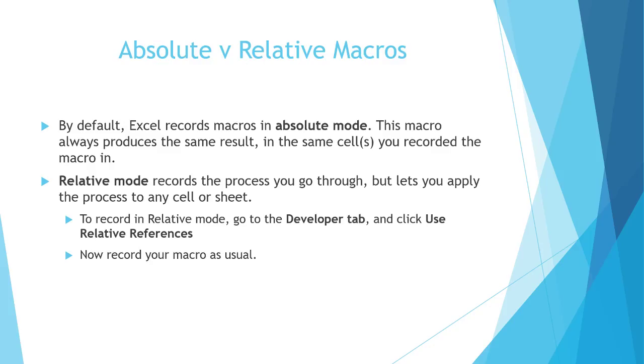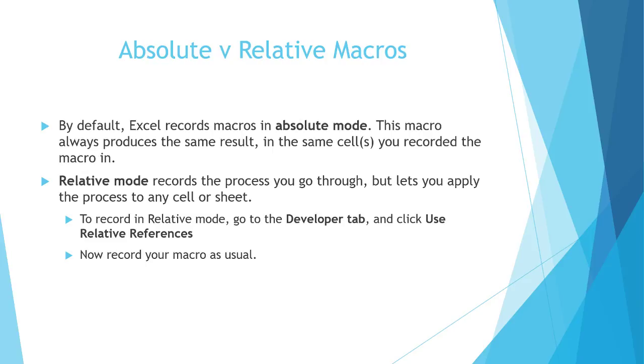So before we get too much farther into macros, it's important to understand the difference between an absolute and a relative macro and when you want to use each one. By default, Excel is always going to record macros in absolute mode. This means that if you have, say, cell A1 selected when you start recording your macro, and you do work with A1, it is always going to, when you run that macro, do it in cell A1.